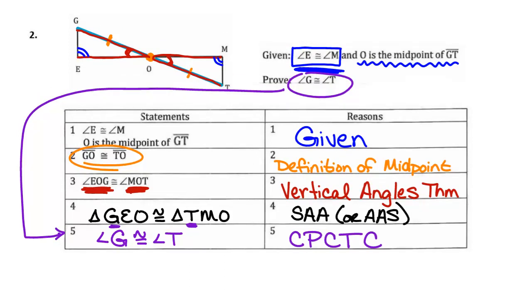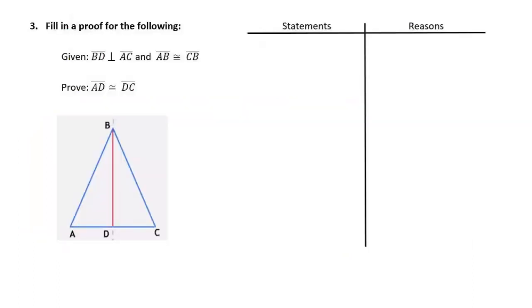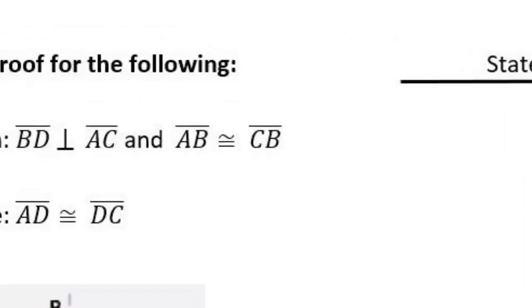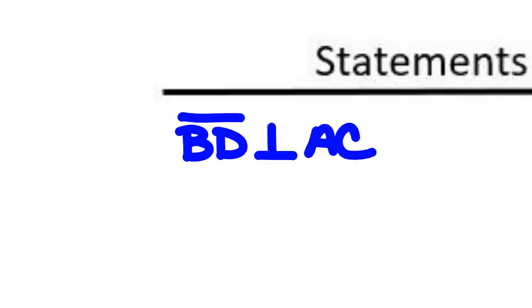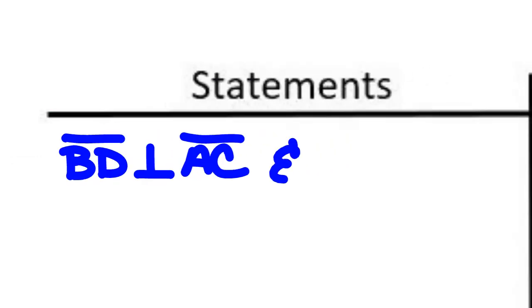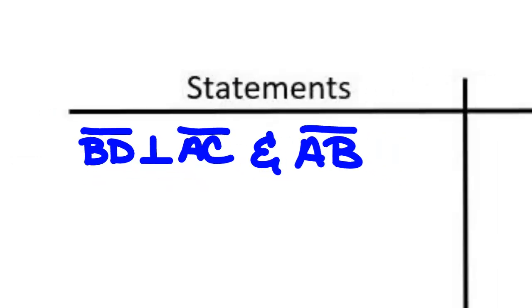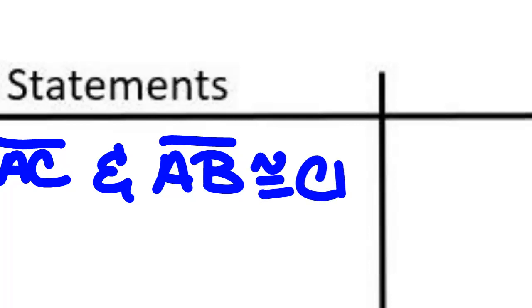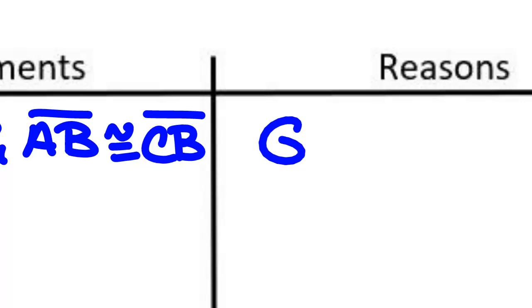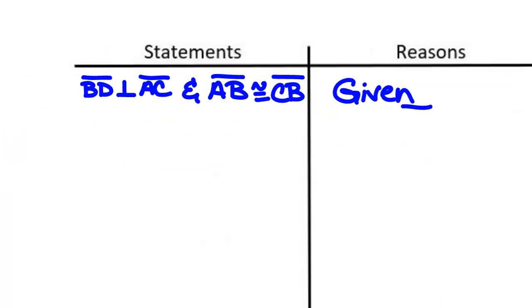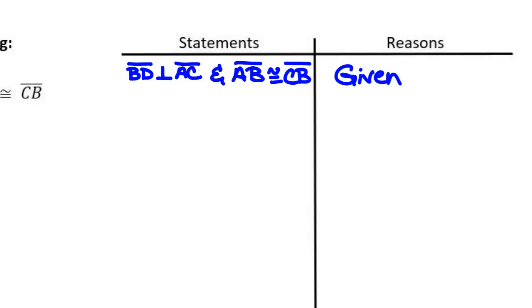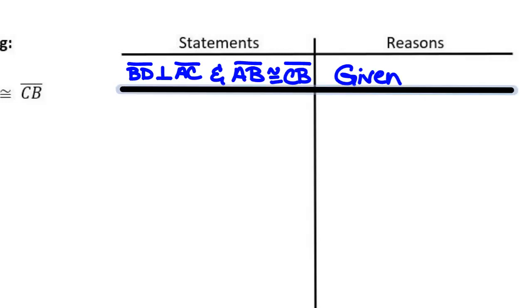All right, let's look at number 3. What should I put as my given information? We have that BD is perpendicular to AC, and what else? And AB is congruent to CB. My reason for that would be because it is given. And then I'm going to put a big line here to show that I am done with that step.